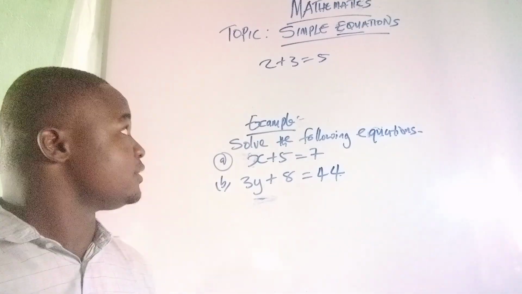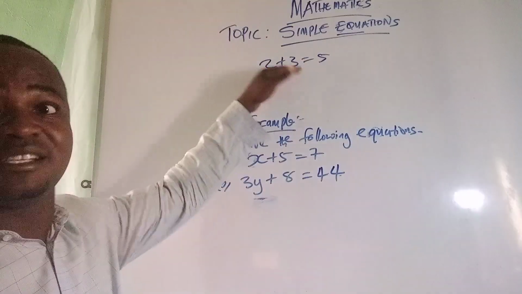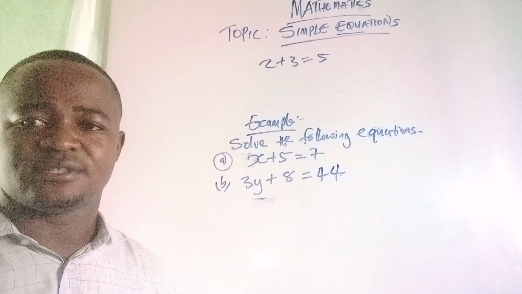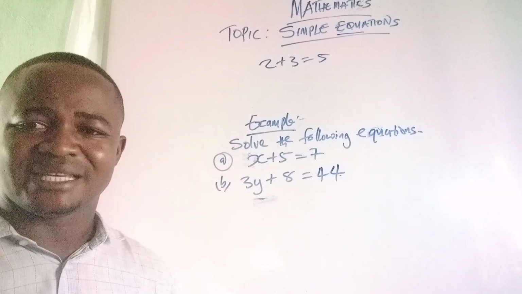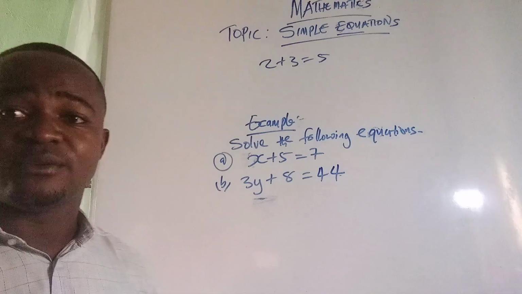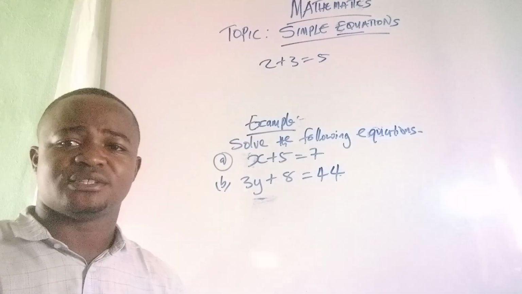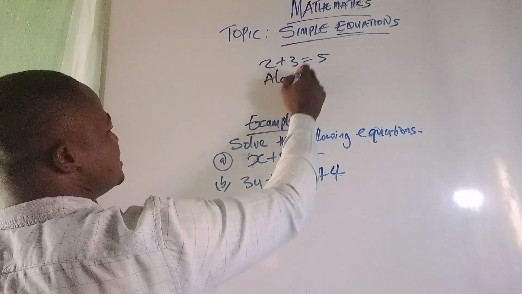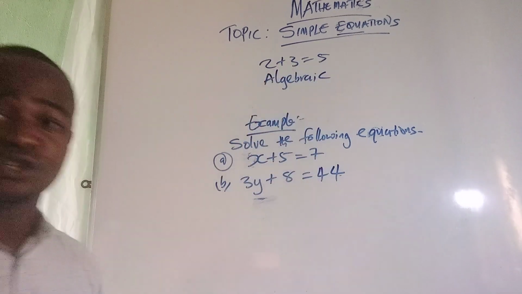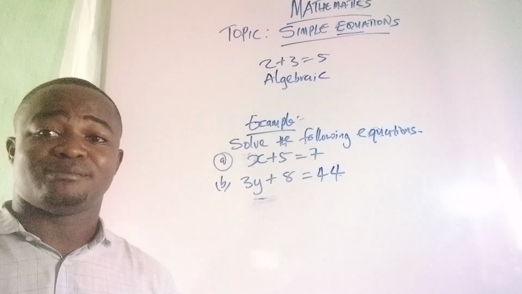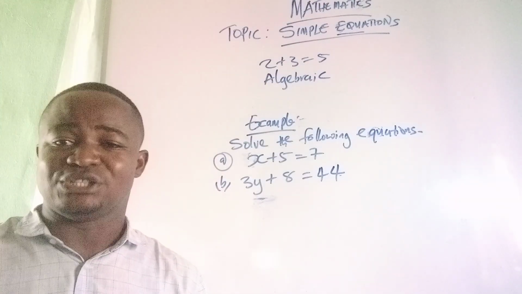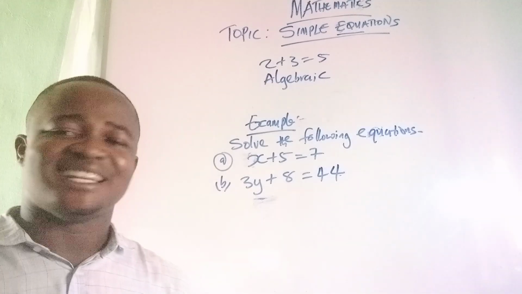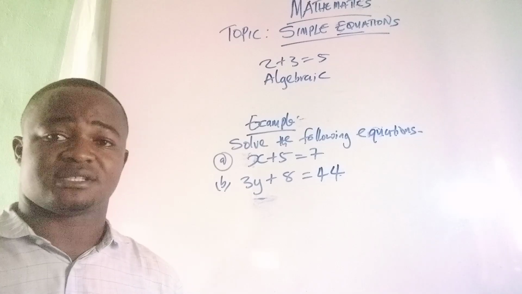You know why? Because the left hand side is equal to the right hand side. But that's not what we're going to be talking about today. What we are going to be talking about is algebraic equation. From the word algebraic, what comes to your mind? Algebra. Now, what's algebra? It's just a mathematics that deals with the combination of numbers and letters, or symbols.